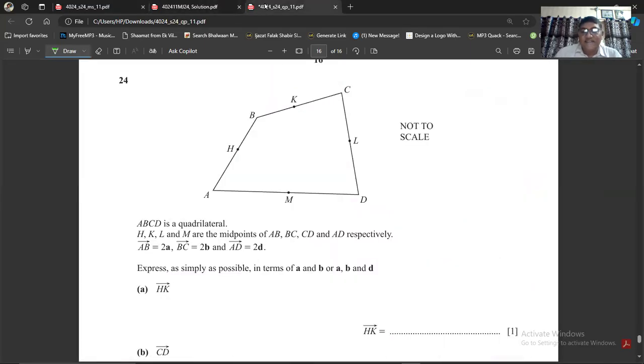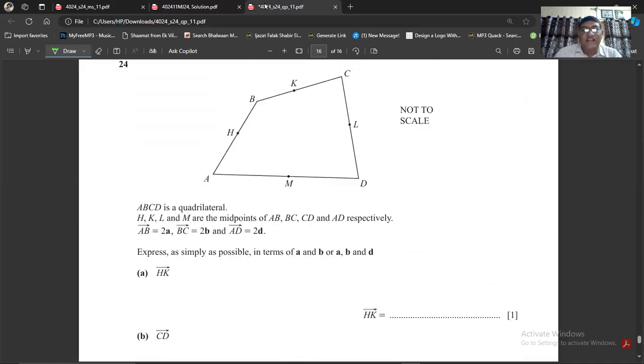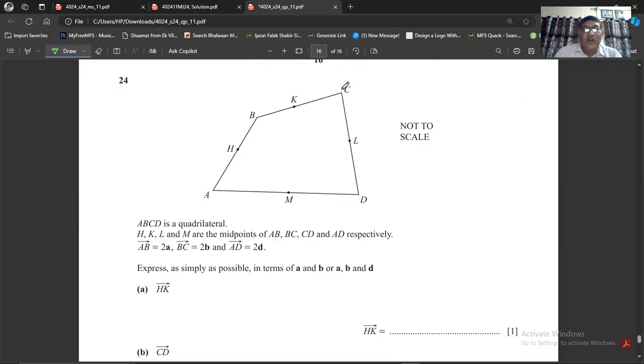Okay, hopefully you understand. This is a question from the vectors. The next part is to find CD. So if you want to go from C to D, you go from C to B, from B to A, from A to D. Going from C to B will be minus 2b. And going B to A, that will be minus 2a. And going from A to D, that will be 2d. So this is how you find CD.